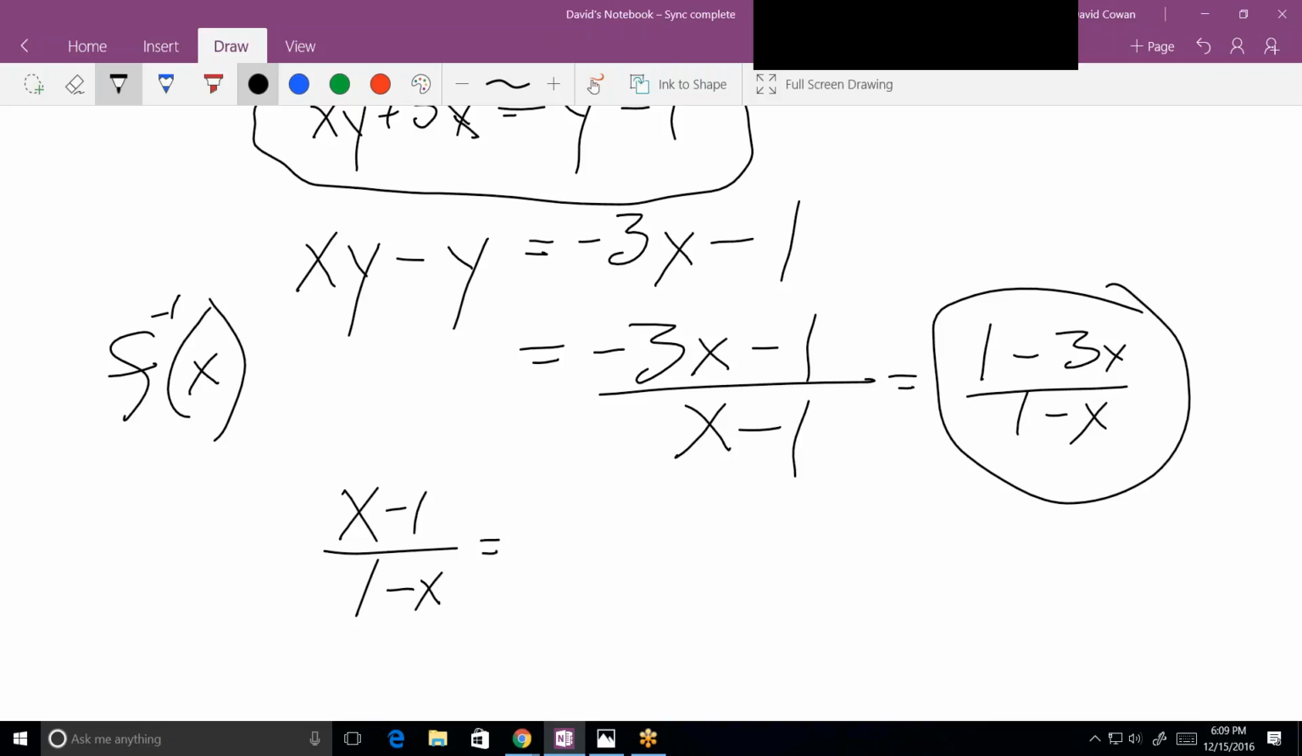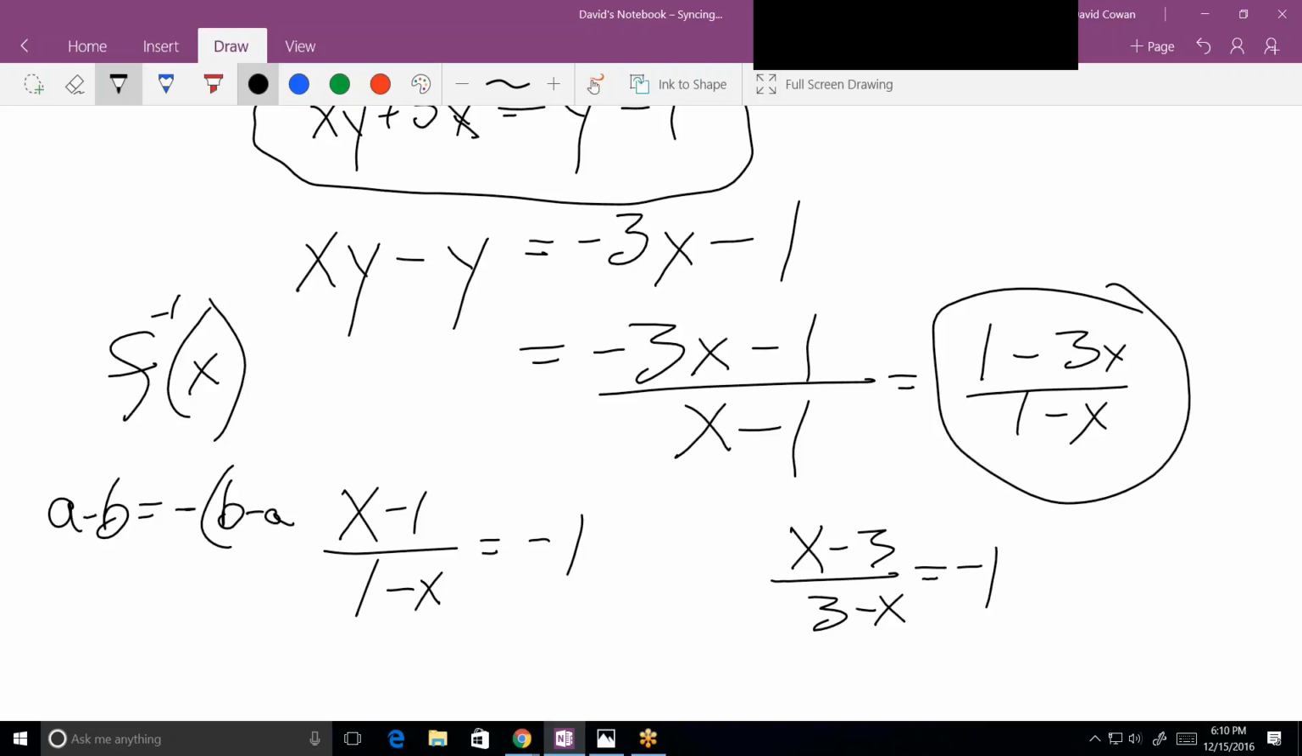Negative 1. Same thing as if I said, what is x minus 3 over 3 minus x? That's also negative 1. In other words, a minus b is always equal to the negative of b minus a. And that's how you get the negative 1s. And that's what I did when I simplified your answer here.